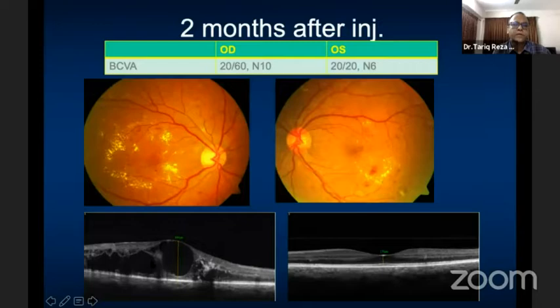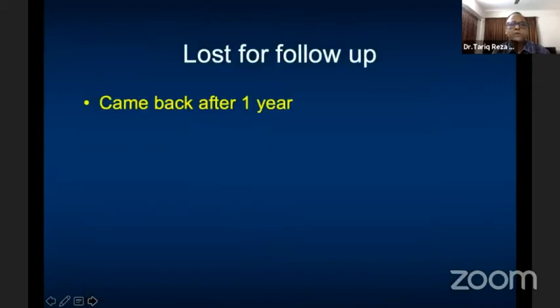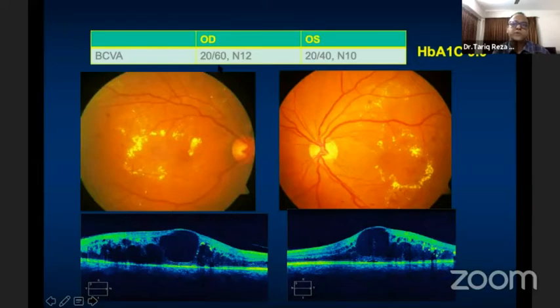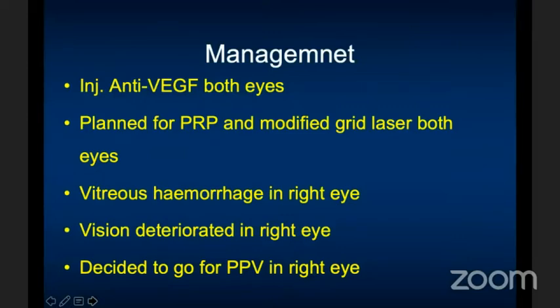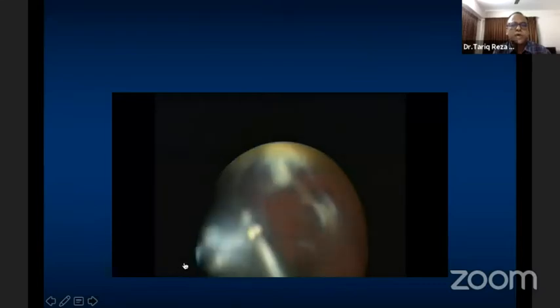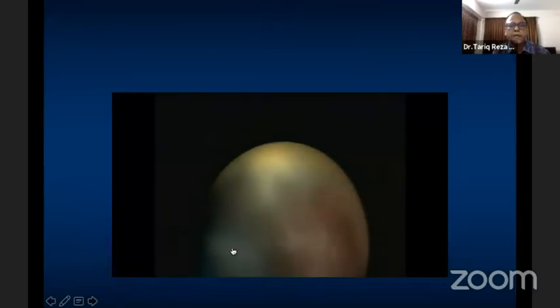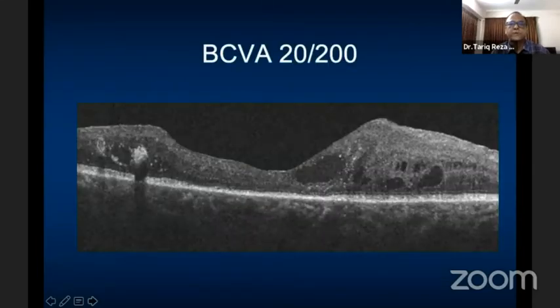Two months after injection, the vision did not improve much, 20/60, and the left eye maintained 20/20. After that, the patient was lost to follow-up for at least 1 year. When he came back, vision was 20/60 in the right eye, but left eye vision was 20/40, and there was huge cystoid macular edema in both eyes. So we decided on injection anti-VEGF. We planned panretinal photocoagulation, but the patient developed vitreous hemorrhage. So we had to go for pars plana vitrectomy and ILM peeling, and everything was done. But the vision did not improve after 6 months of surgery. This is not a very successful story after pars plana vitrectomy.